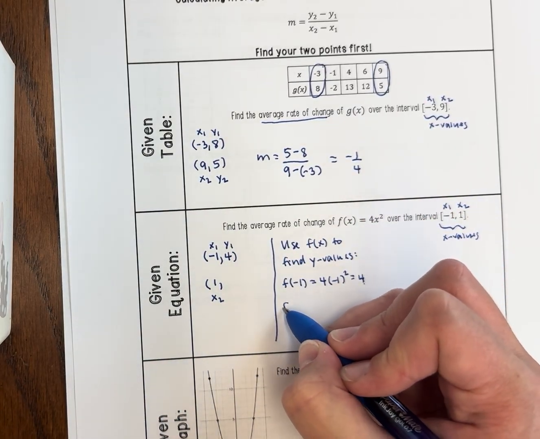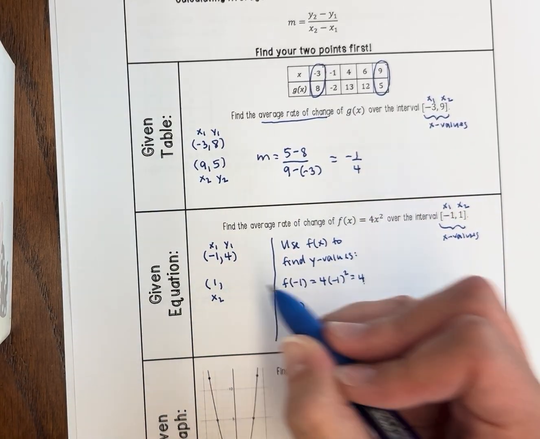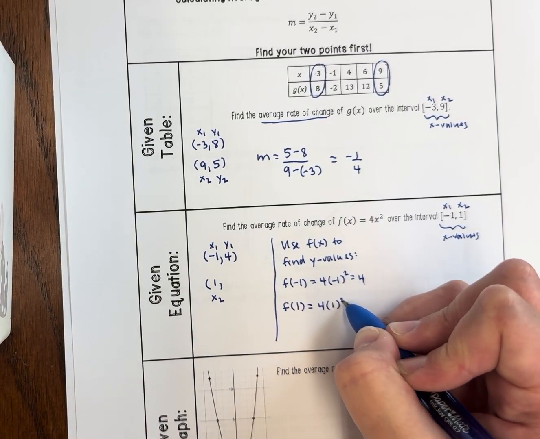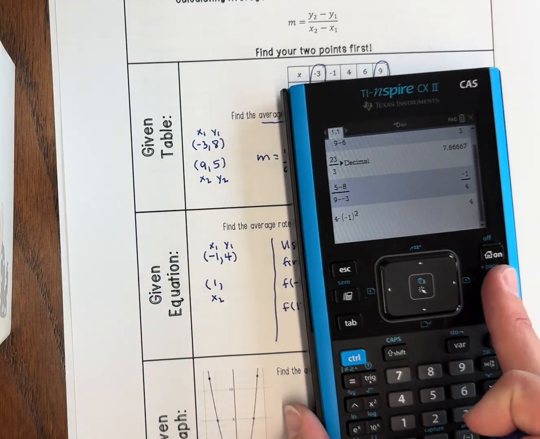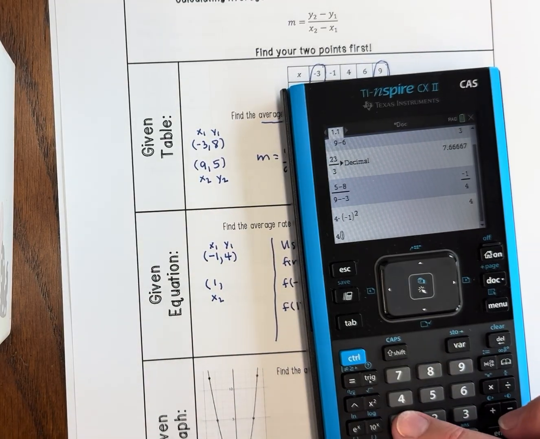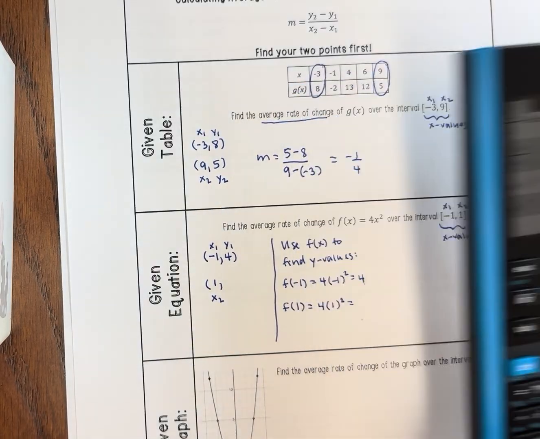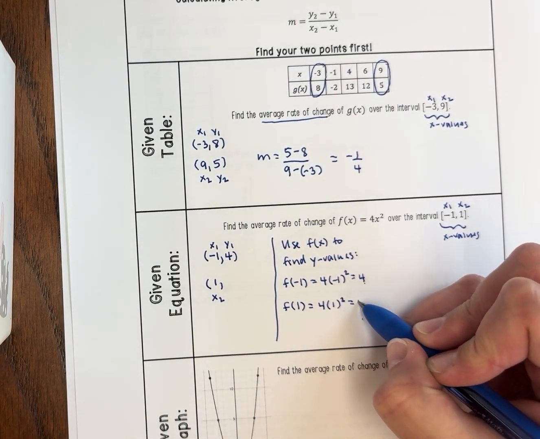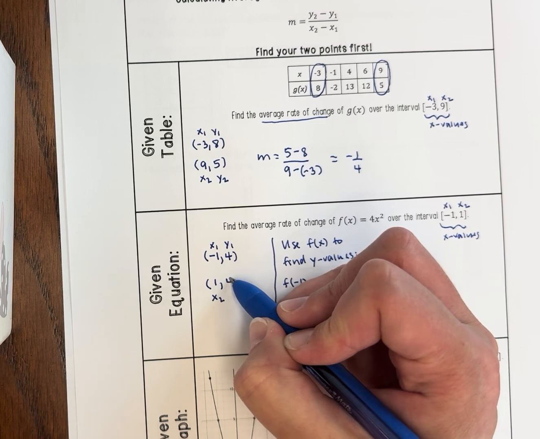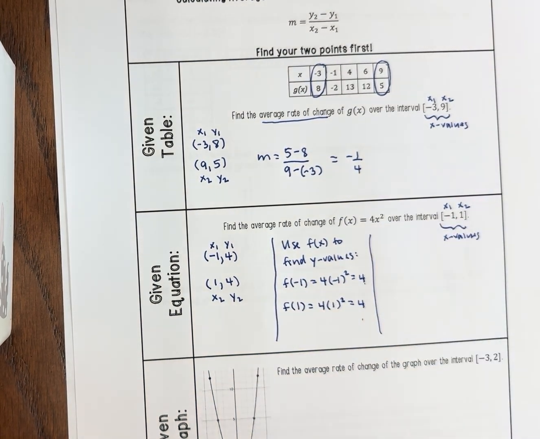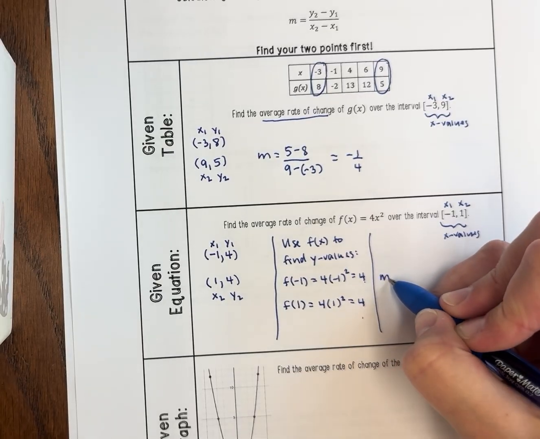And then I'm going to do the same thing for +1, since that's my other x value. I'm going to plug +1 in. Again, you're probably not going to need your calculator for this, but I'm going to show you anyway. So you'll plug that in, and you also get 4. This just happens to work out that they're both 4. That's not always going to happen, that they're going to be the same. But now you can calculate the slope.